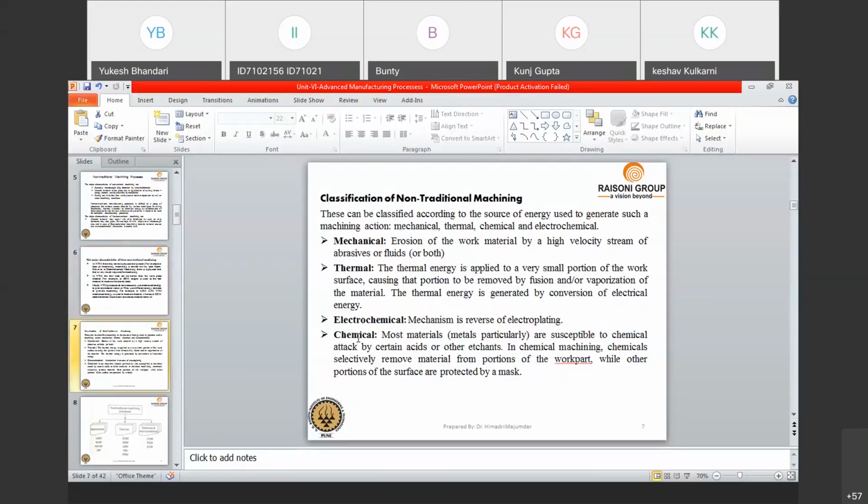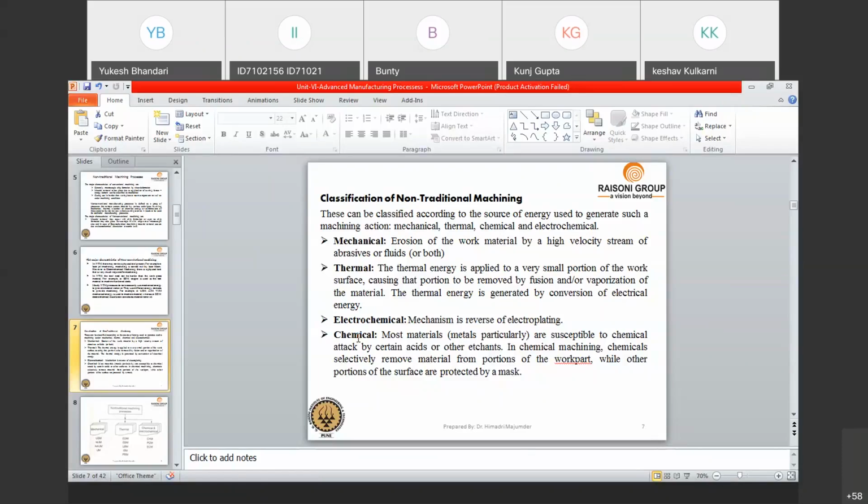Now we broadly classify different types of non-traditional machining processes. Non-traditional machining processes can be classified according to the source of energy, what type of energy source we are using to do the material removal, to do the machining. We can classify NTM processes by different energy sources like mechanical, thermal, chemical, electrochemical, etc. Based on that, we can classify different NTM processes.